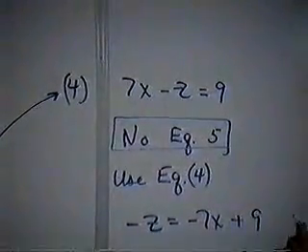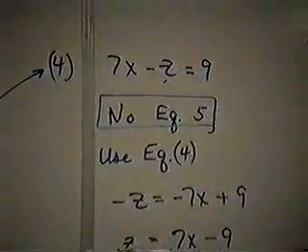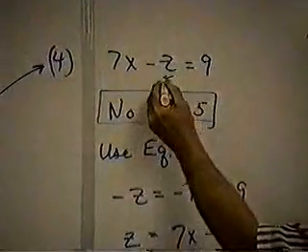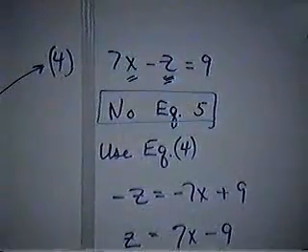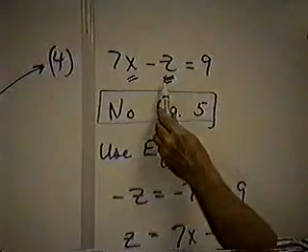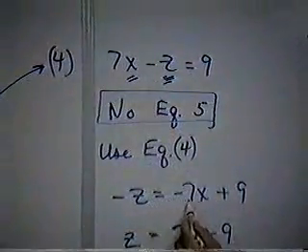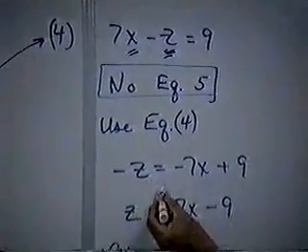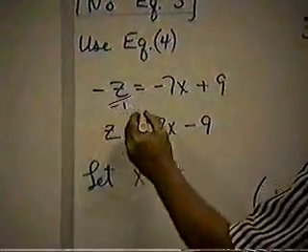So what we'll do is come up here and take equation 4 and solve for z, or solve for x. It doesn't make any difference. In fact, I'll do both of them on this tape. So I'm going to solve for z because I don't have any fractions that way. So I'll move the 7x across, and I'll have a minus z is equal to minus 7x plus 9. I will now divide through by minus 1.